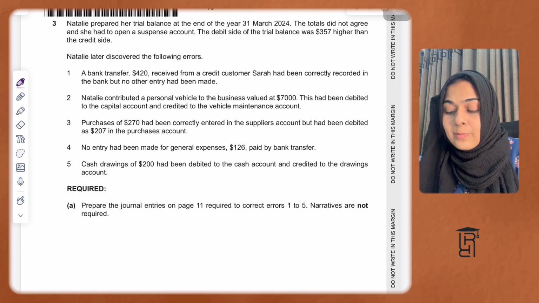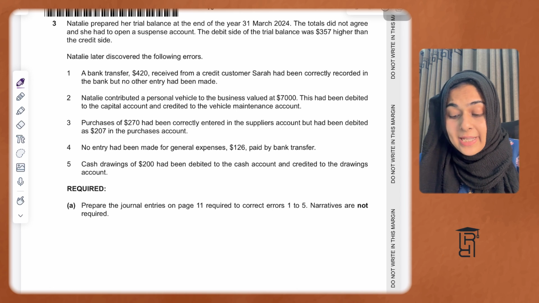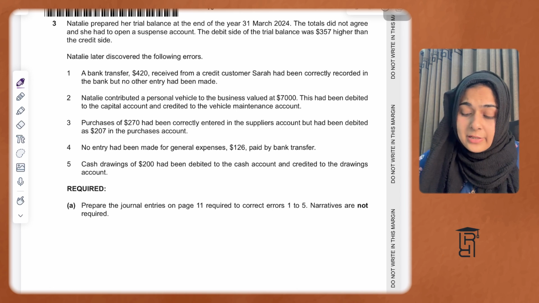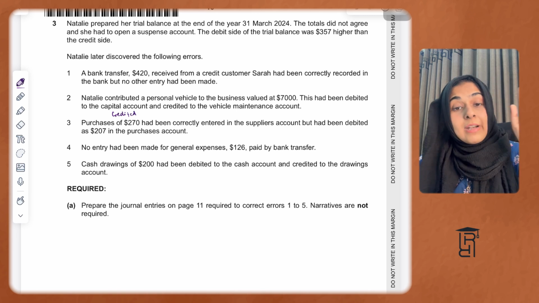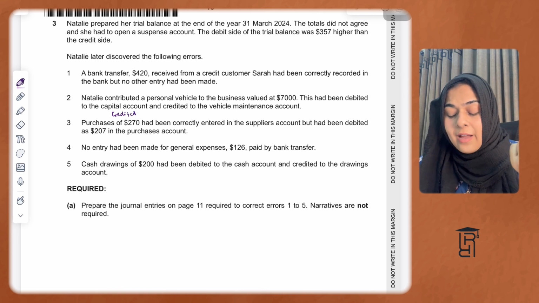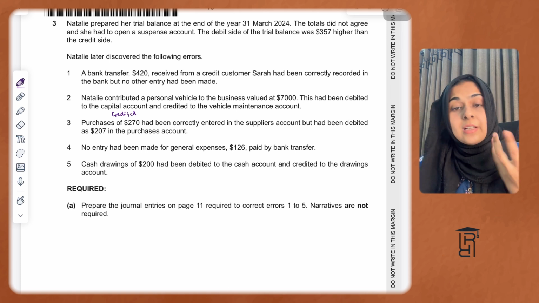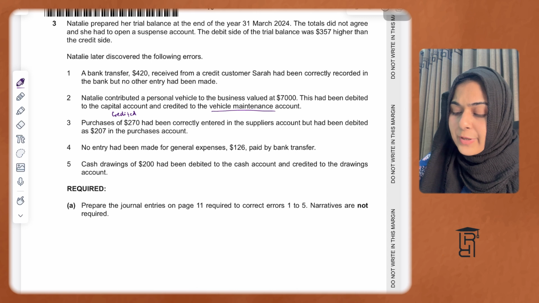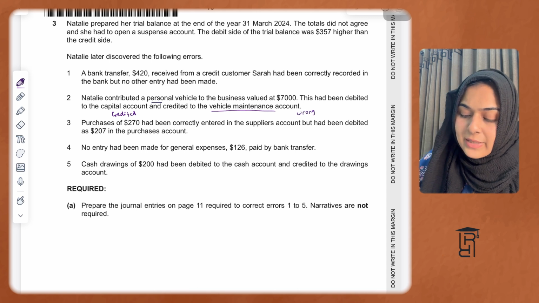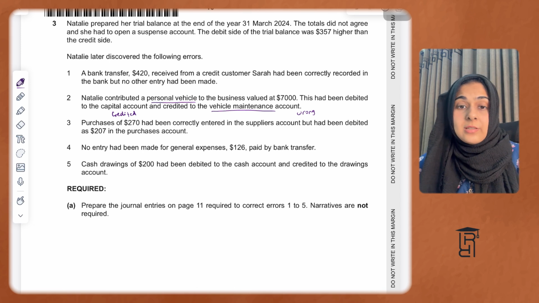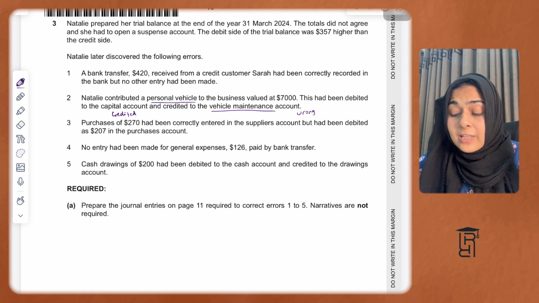Error number 2 here. Natalie contributed a personal motor vehicle to the business valued at 7,000. This had been debited to the capital account. So you have incorrectly debited capital. You should have credited capital because whenever capital increases, you credit the capital account. So we have incorrectly debited the capital account and credited the vehicle maintenance account. Vehicle maintenance is again a wrong account because it is an expense account, and we have basically transferred the motor vehicle to the business. So a non-current asset has been transferred to the business. So that means motor vehicle should be debited.